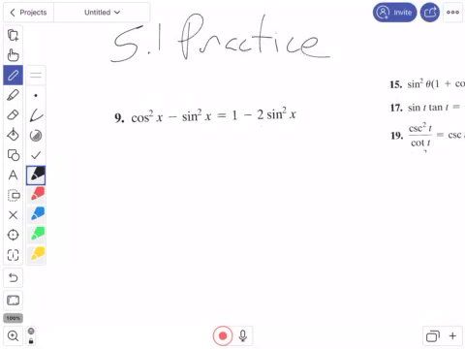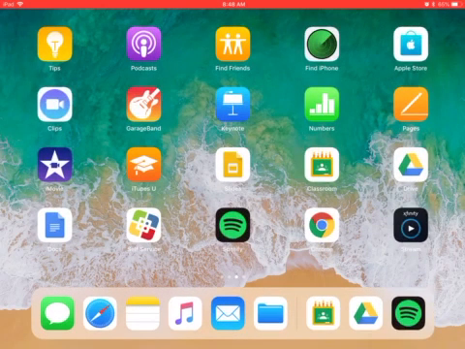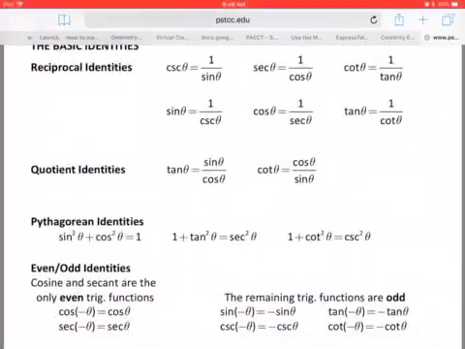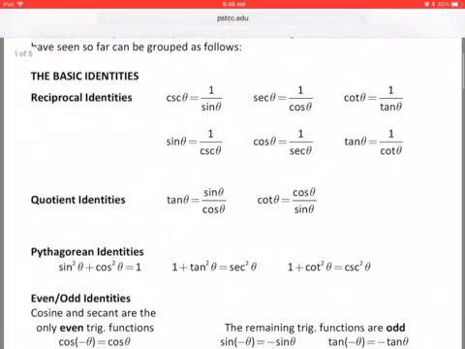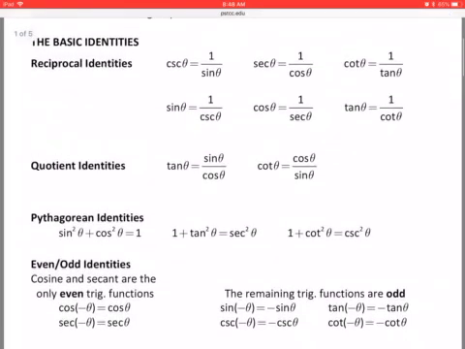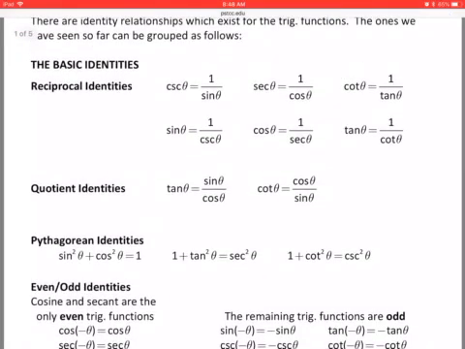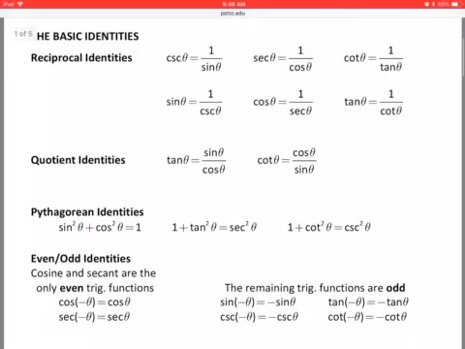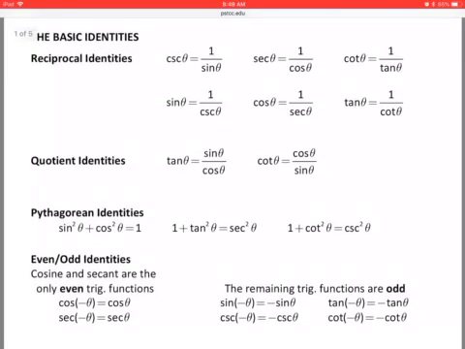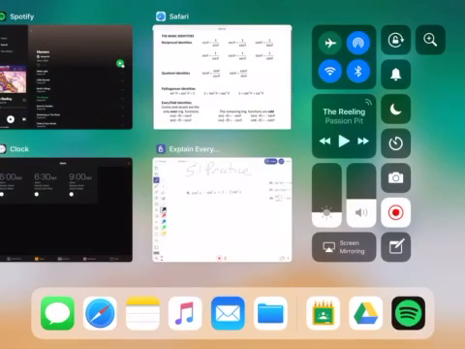Recall that the first page you should have taken notes on looks like this. As I move forward, I'm going to be referencing a lot of the identities on here. So chances are if you're getting stuck with 5.1, just keep looking back at this and think, is there anything I can rewrite? Or if it's a Pythagorean identity, can I rewrite one of those? Let's take a look at 9.